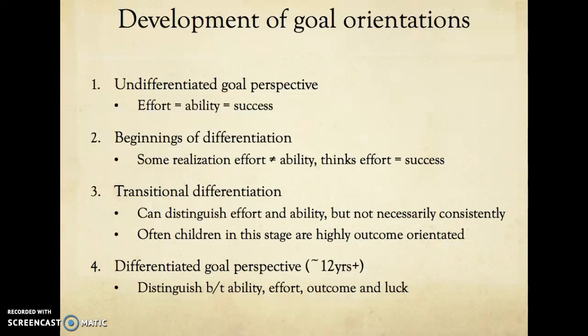Now, once you get to maybe the borderline between childhood and puberty, this is when you start to see people develop a differentiated goal perspective, which is when you can distinguish between the different causes of success. Now, we've talked about ability and effort so far, but there's also luck. Sometimes the person who wins was just lucky. The ball bounced the right way, and that was really what the determining factor was in who succeeded.